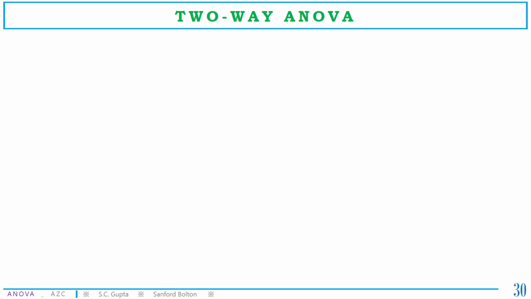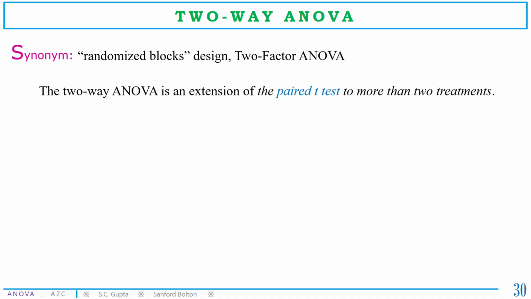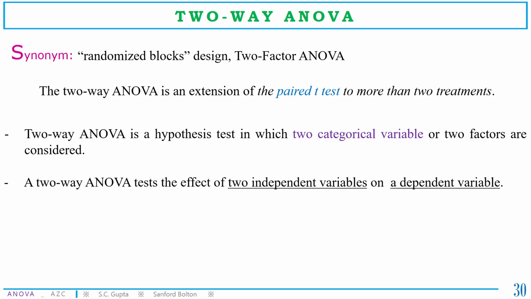Two-way ANOVA. Synonym: randomized blocks design, or two-factor ANOVA. The two-way ANOVA is an extension of the paired t-test to more than 2 treatments. Two-way ANOVA is a hypothesis test in which 2 categorical variables, or 2 factors, are considered. A two-way ANOVA tests the effect of 2 independent variables on a dependent variable.